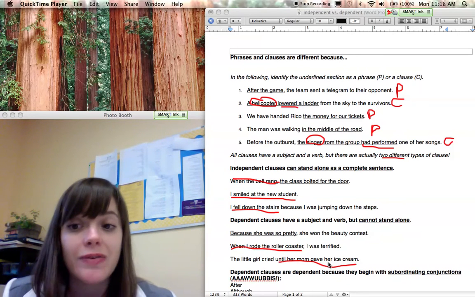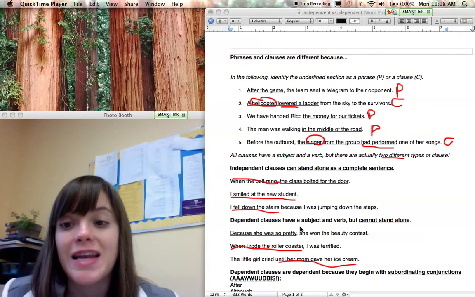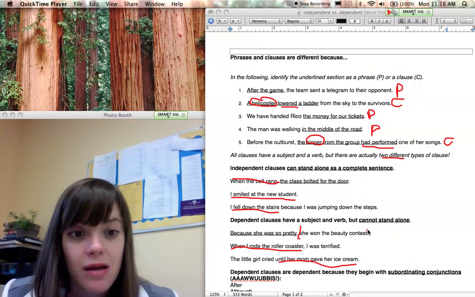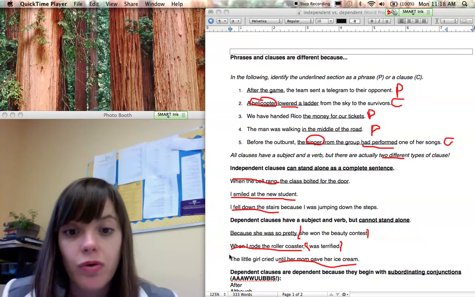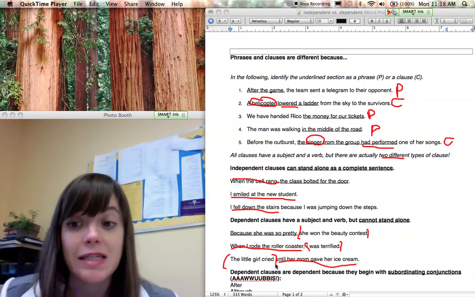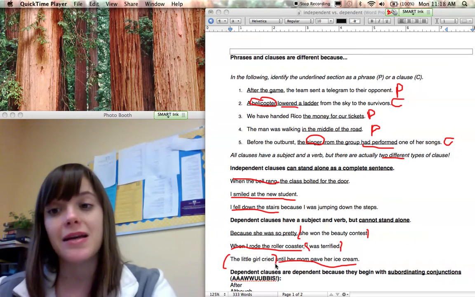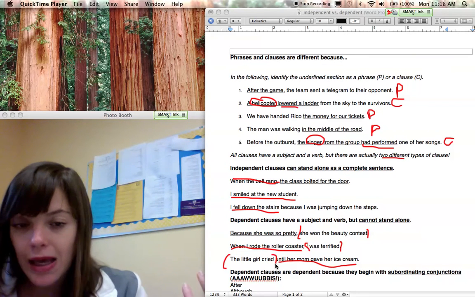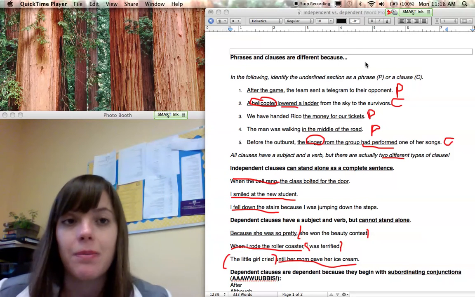Notice, whenever you have a dependent clause, you also have an independent clause with it. So she won the beauty contest, I was terrified, the little girl cried. All of those are independent clauses, which you always have to have with the dependent clause, okay? Because they depend on that independent clause in order to be there. Otherwise, they can't make up a sentence by themselves because they're not a complete thought.